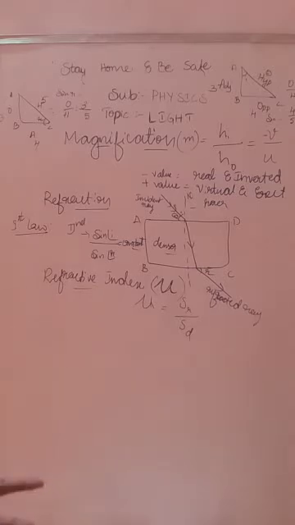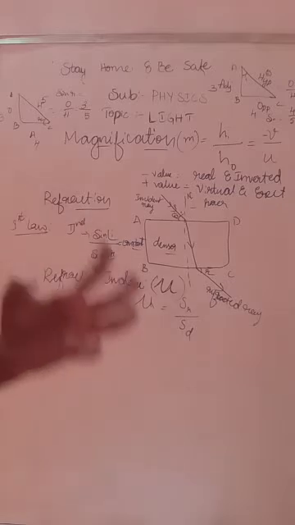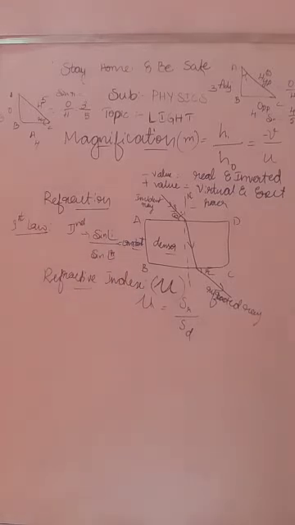Okay, once again I'll repeat. Which media is having a lowest refractive index, there the speed of the light is high, and if a media is having a more refractive index, there the speed of the light is very less.